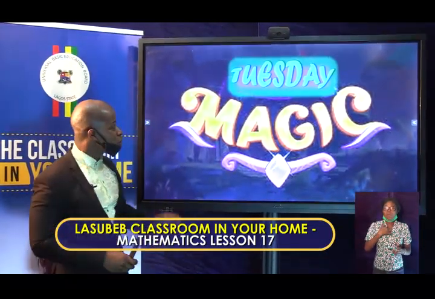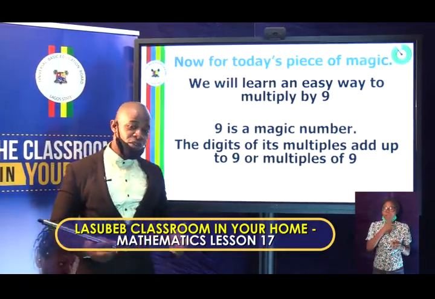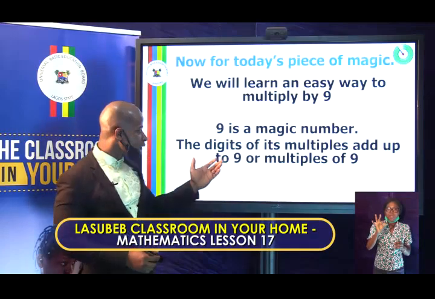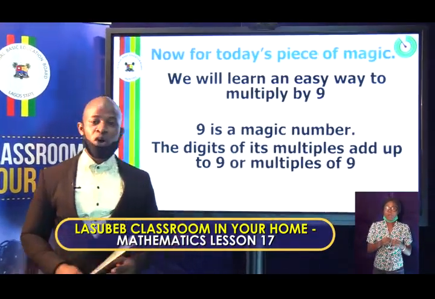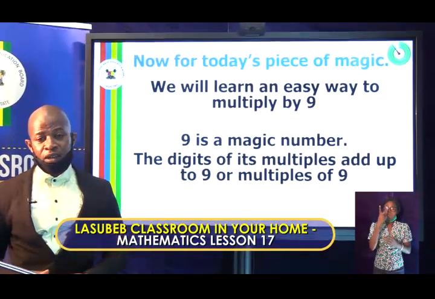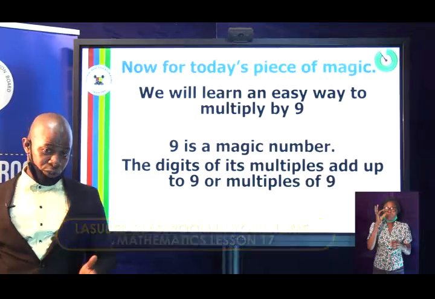Now, today, we're going to be looking at how to multiply numbers by 9 in a very, very easy fashion. Now, 9 is what I call a magic number. It is indeed special. This is because every multiple of 9, when you add the digits together, you will get 9 or a multiple of 9.